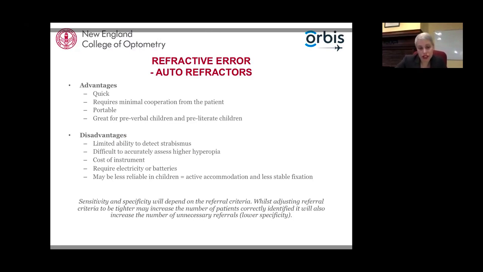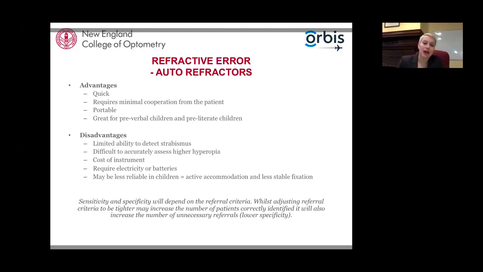They require electricity or batteries to work, so you need to make sure that you have a generator or them charged, or enough batteries for the time when you're out, wherever you are, if they don't have electricity. And it may be less reliable in children, and this is due to active accommodation or also perhaps a less stable fixation. Rather than them looking where they need to be looking, they're more inclined to look around. And so that could contribute to an odd result or an unreliable result.